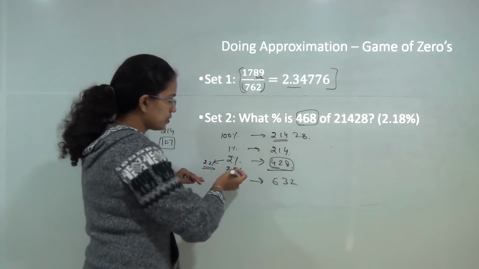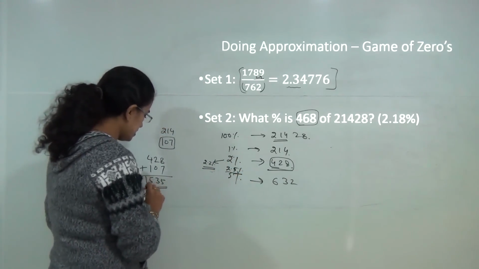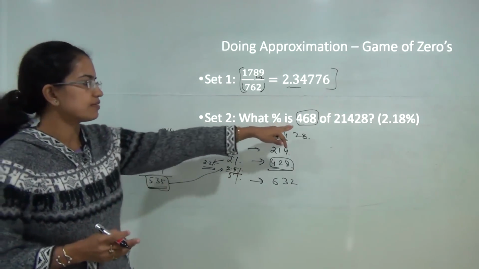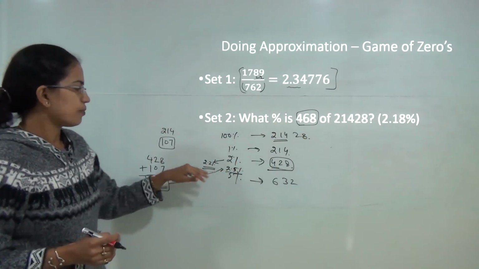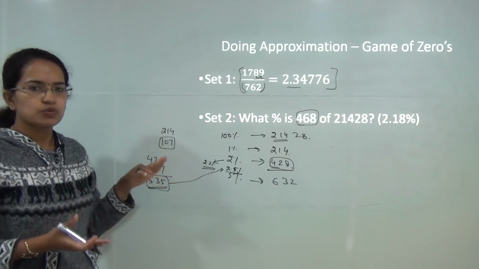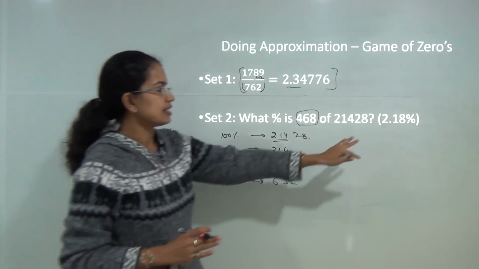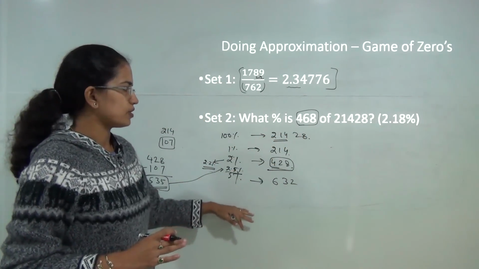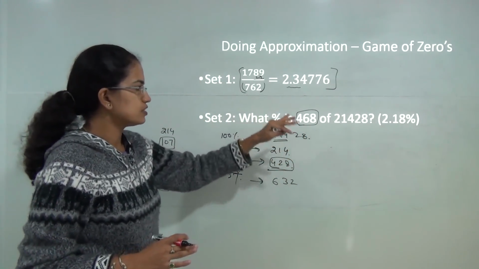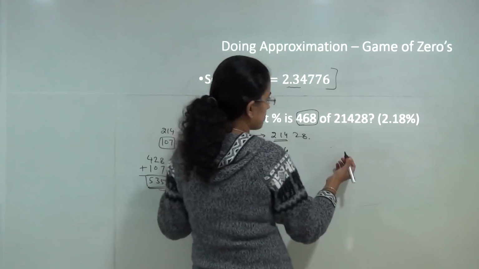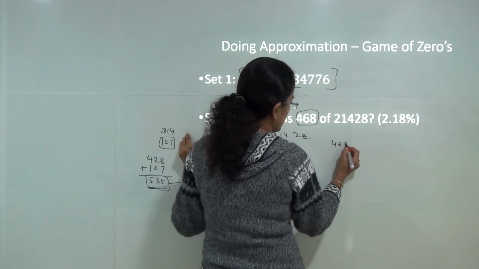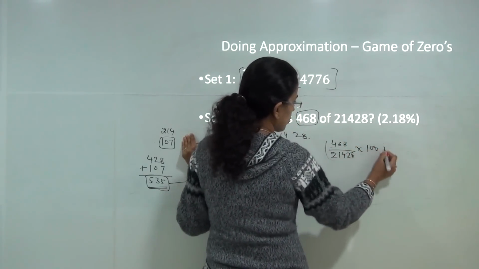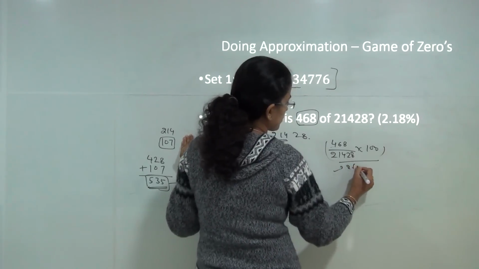and closer to 2.5 is 535, which is again a much bigger number than this. So my answer would be closer to nearly 2.2, and the exact answer, as you can see, is 2.1. So that is another technique of approximation that you use here. Rather than solving the complete sum, if you solve out the complete sum, you can say 468 divided by 21428 into 100, and then you solve the values and you say it would be nearly 2.18%.